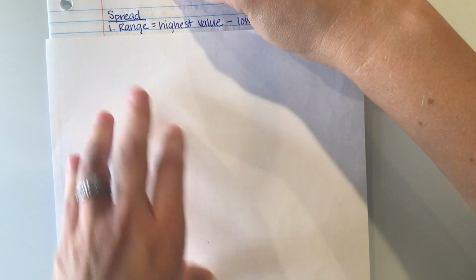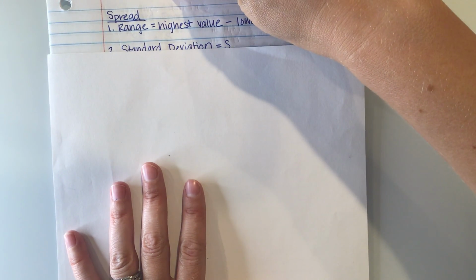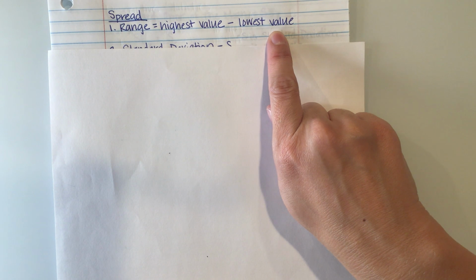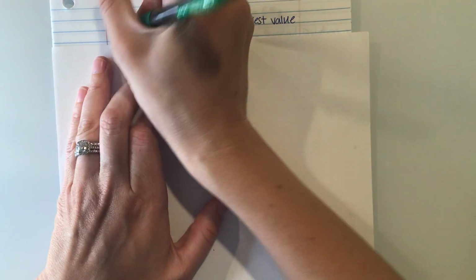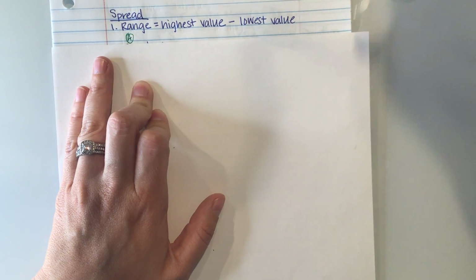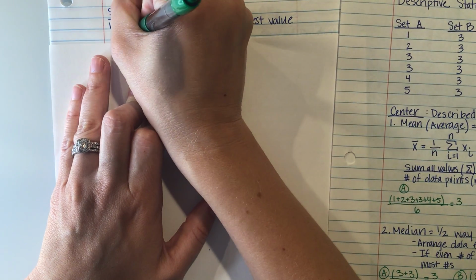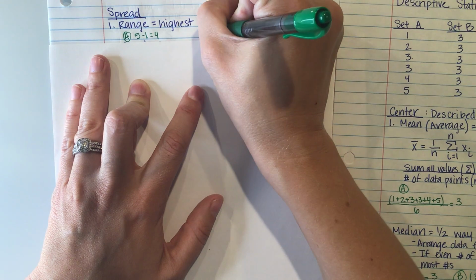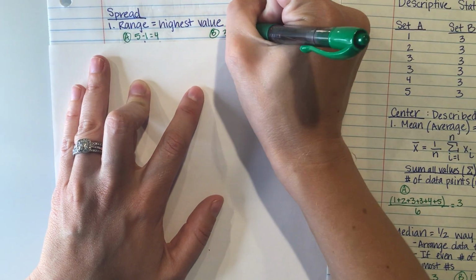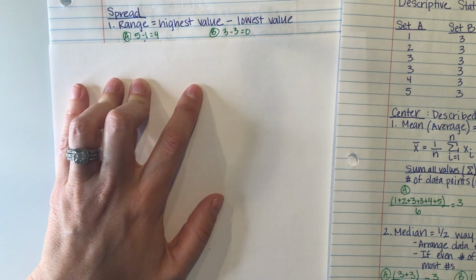And what would that look like for our data, right? Well, for set A, we would just do our highest, which would be 5 minus 1, which would give us a spread of 4. For set B, it would actually be 3 minus 3, which would give us 0, correct? So we could see these things really pretty easily. For set A, it would be 5 minus 1, which is 4. And for set B, my range would be 3 minus 3, which is 0.